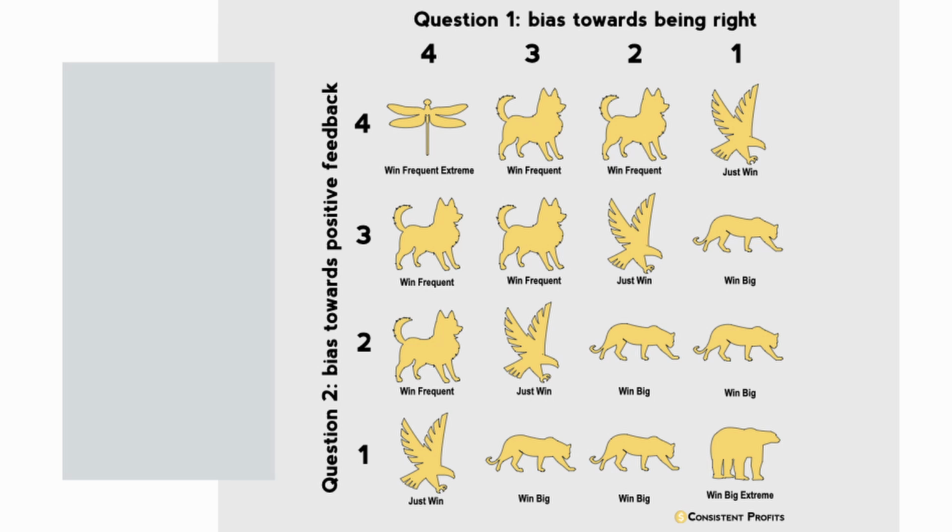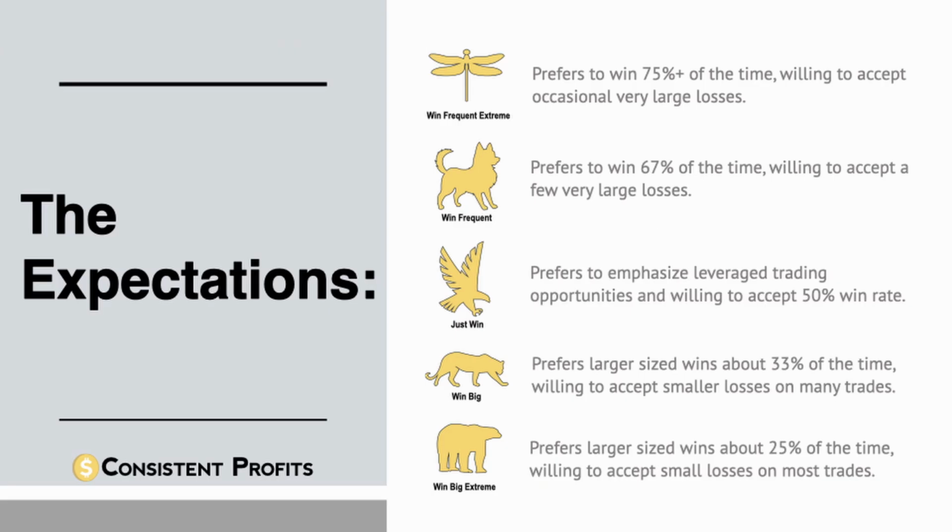Okay, if you marked yourself as a 4 in question 1 and a 4 in question 2, then you are a win frequent extreme. Then you're on the opposite end. You really are so afraid of losing money that you really are okay making very little money on every trade. You just don't want to lose any money. You're going to work very hard and feel very comfortable in an environment where you don't lose money, or you have very few, where you only have very few losing trades. Okay, that's the style.